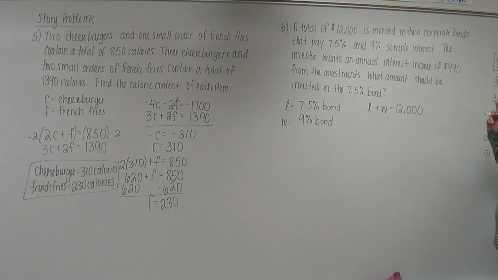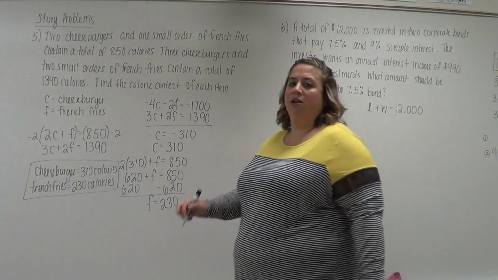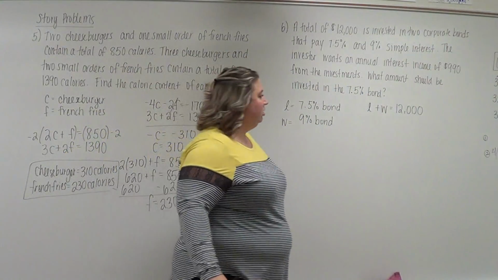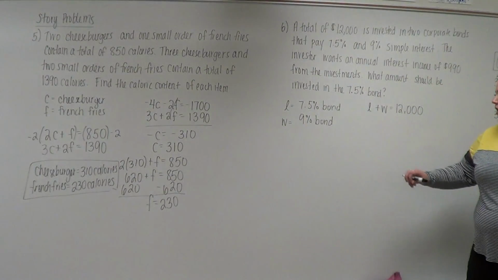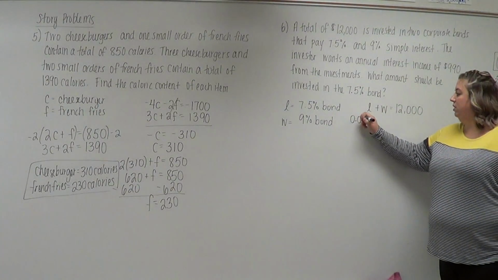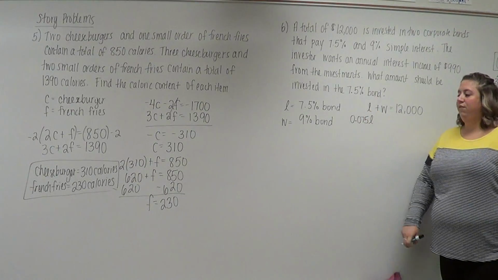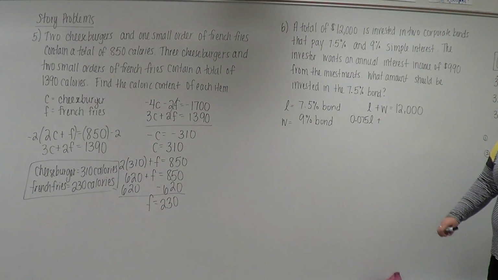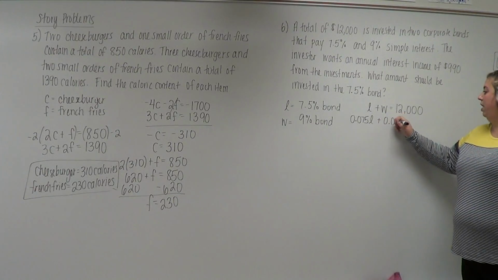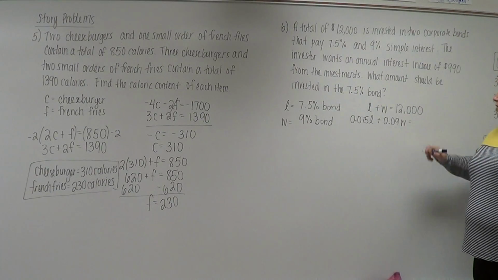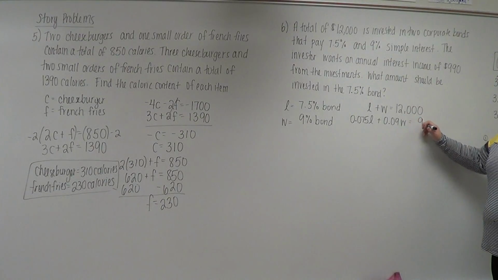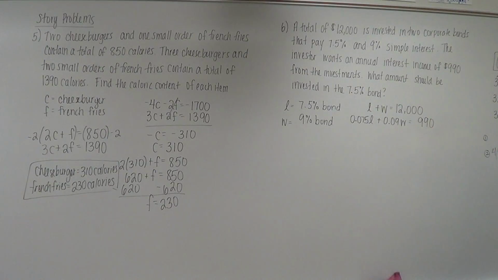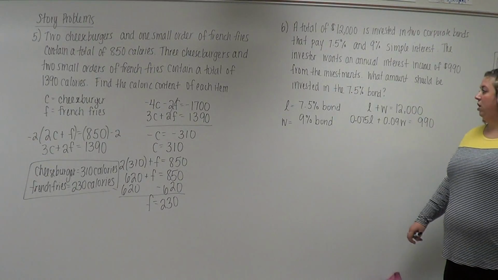What's the other piece of information we're given? 990. What does the 990 mean? It's the annual interest. So if I know this is the 7.5% bond, that means I'm making 0.075 off of that bond. And how much am I making off the other bond? 0.09. And how much money am I making off of it? 990. What is it asking me for in this problem? How much should be invested, what amount should be in the 7.5% bond.